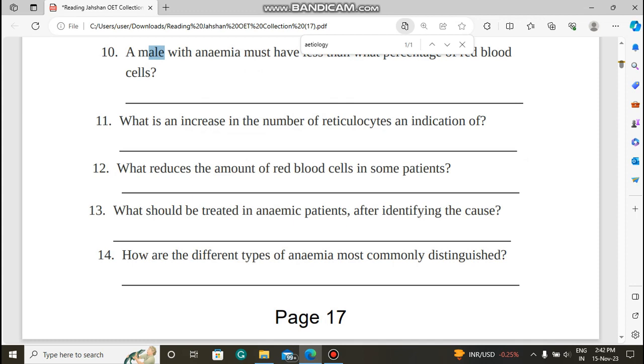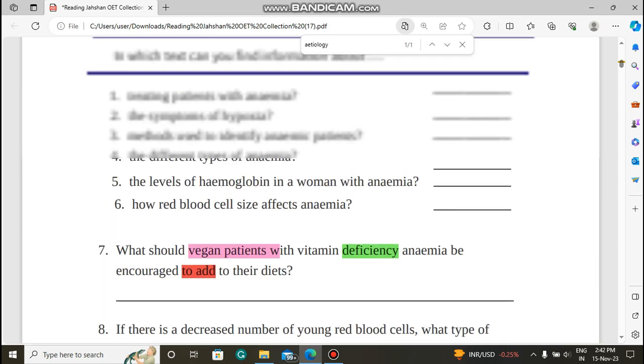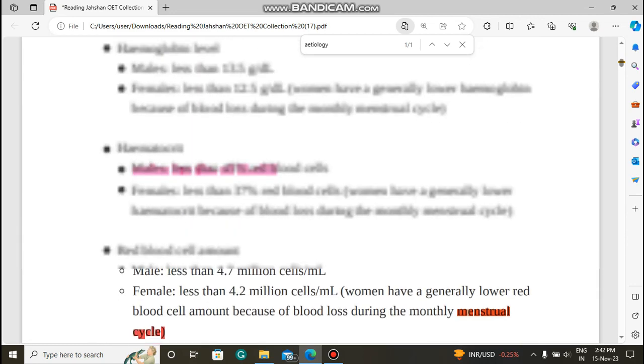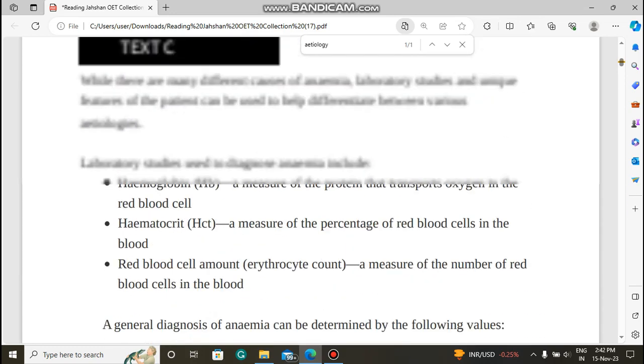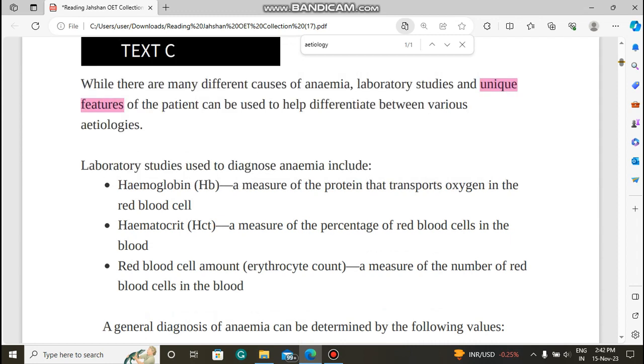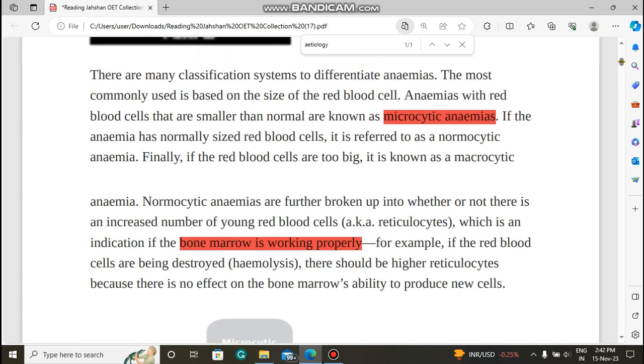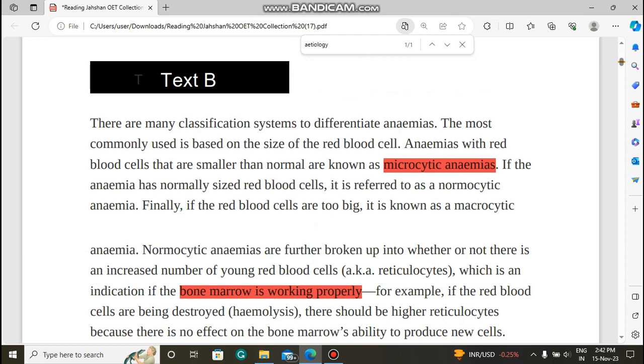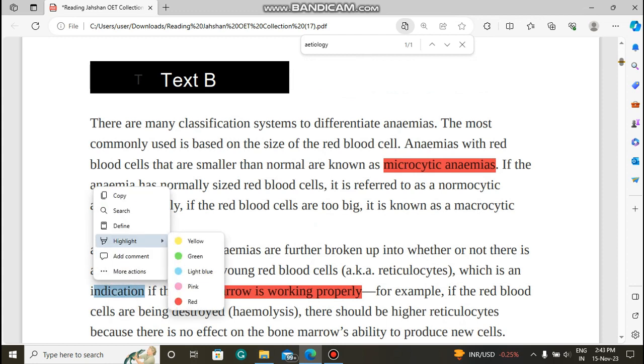Now move to the next question, that is the 11th one. What is an increase in the number of reticulocytes an indication of? Let's move to the paragraph dealing with reticulocytes. This paragraph deals with reticulocytes, and let's find if there's any word like indication or any synonyms of indication. Yes, I have found it. Here the same word is given, indication. So what does it indicate?